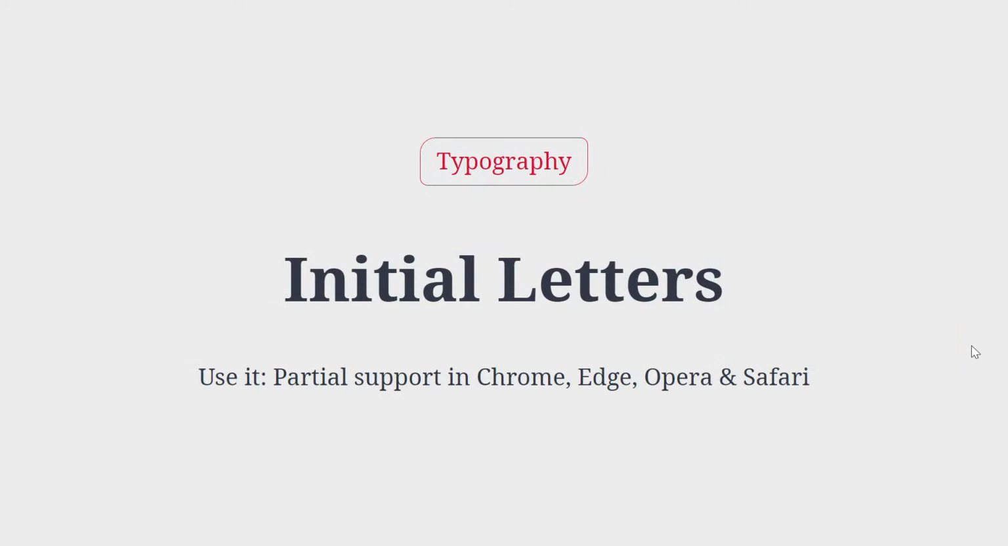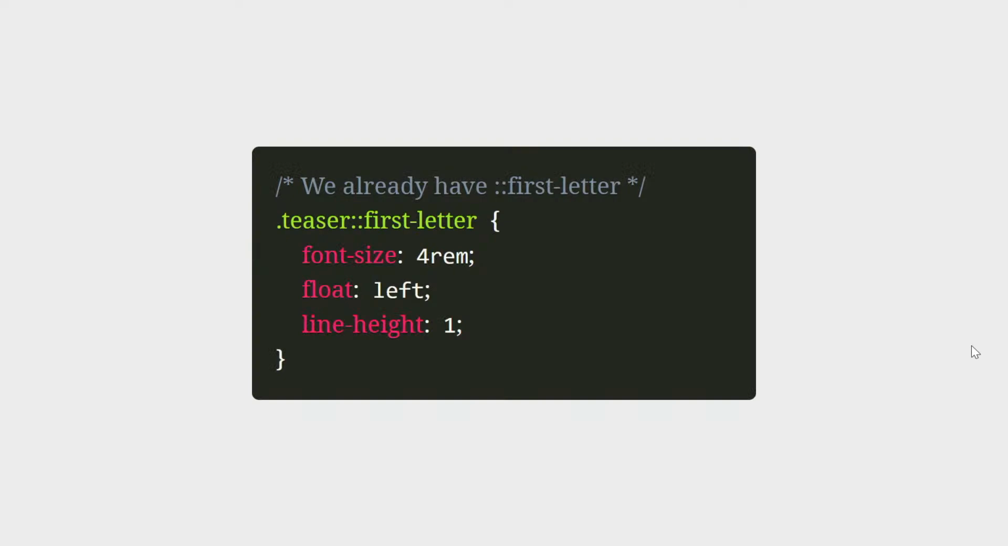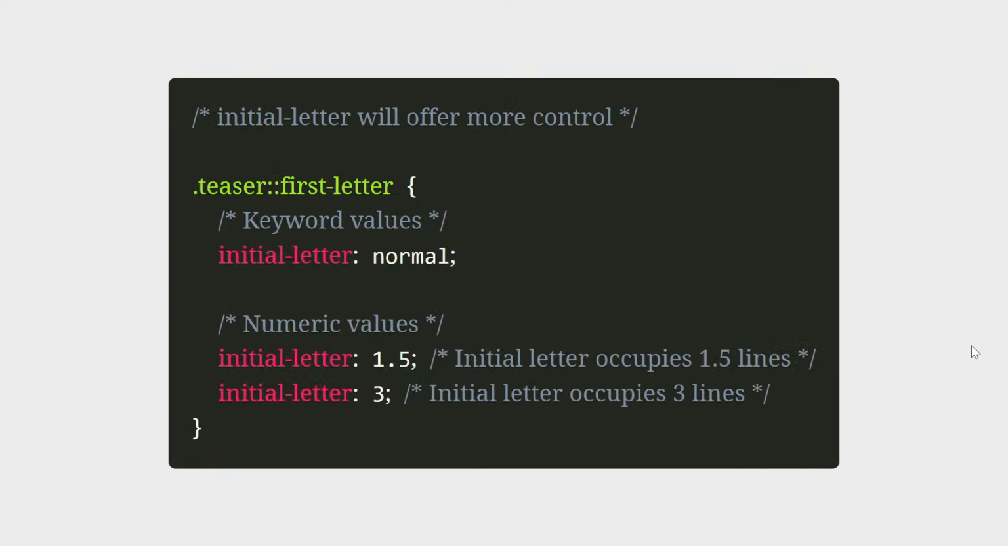We are getting initial letters, and you might say, we already have something like this. Yes, we have the first-letter pseudo-class, but when you use this, and you might want to make the first letter of a paragraph bigger, you have to tell it the font size, and yet this can be quite a hassle. And initial-letter makes this easier, because now we can say that the first letter should be, for example, 3 lines high, or 4 lines high, or whatever.